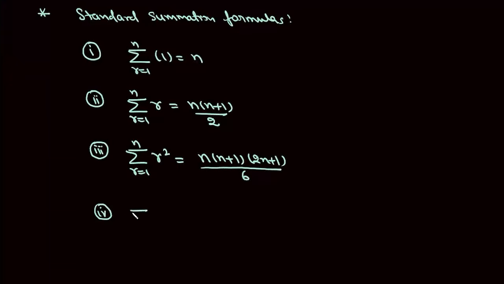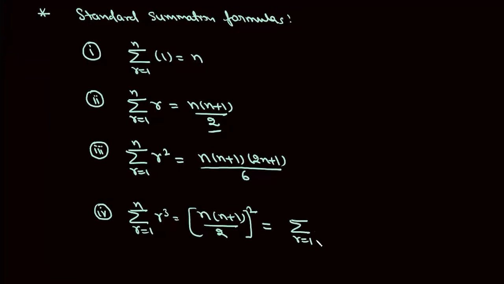And fourth is summation r cubed, and this is n into n plus 1 by 2, whole square, and this also can be expressed as summation r varies from 1 to n, summation r whole square. Now this first formula is very simple, and it is simply summation of a constant.